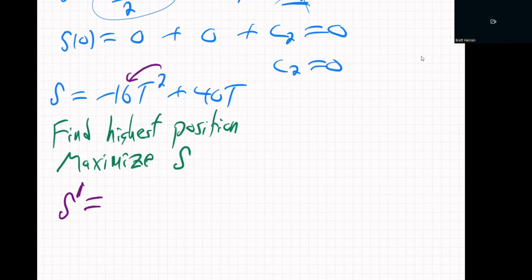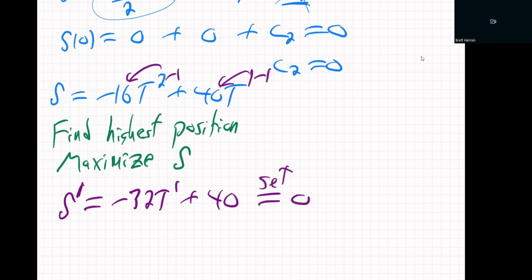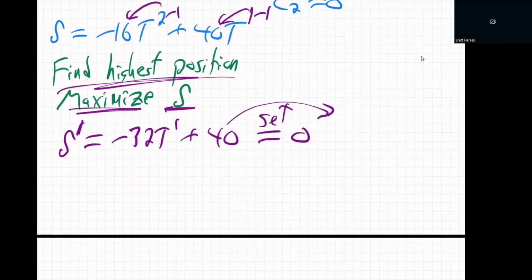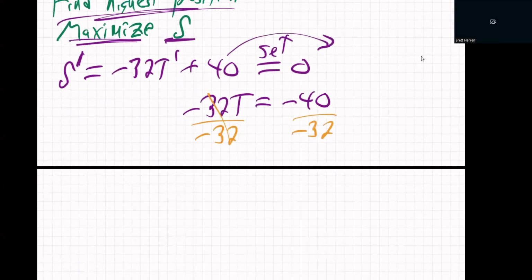We'll bring this on down. Minus 32t to the first plus 40. That one power comes down, subtract 1, it's gone. And then set that equal to 0. That's how we maximize something. Find the highest position: we take the derivative, set it equal to 0. So bounce that over. Minus 32t is minus 40, divided by minus 32.